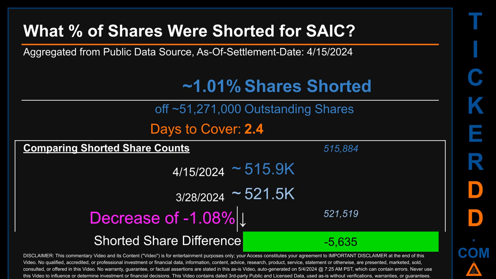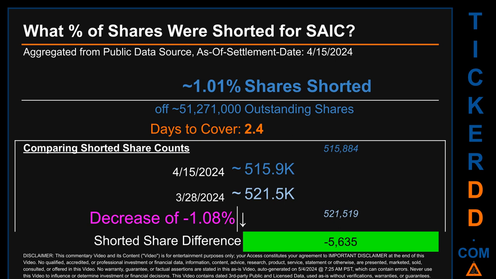What percentage of shares were shorted for SAIC for the 2-week period, ending on settlement date, April 15, 2024? About 515.9 thousand shares of SAIC were shorted out of a total of approximately 51.3 million outstanding shares. Therefore, for SAIC, based on as is, discovered, public data when this video was generated, the ticker has a short interest of roughly 1.01%, which I got by taking the number of shorted shares and dividing it by the number of outstanding shares to get the percentage value.